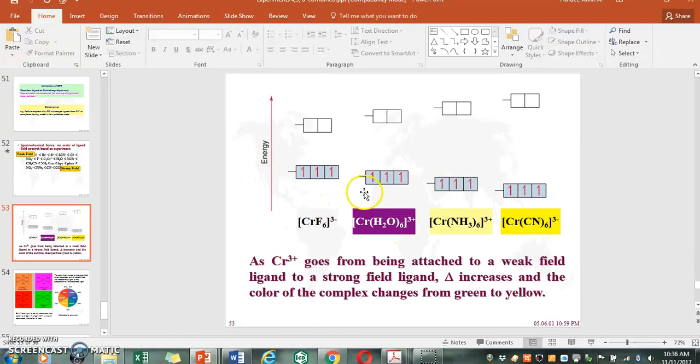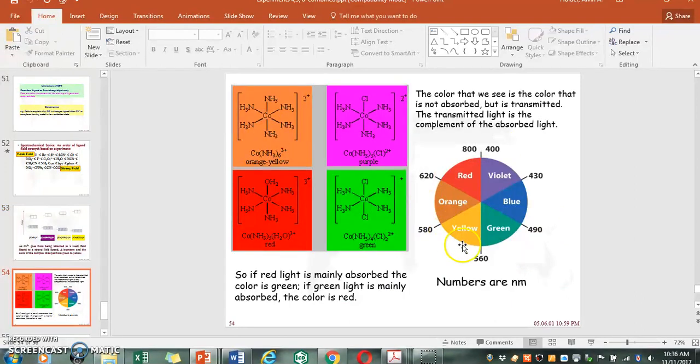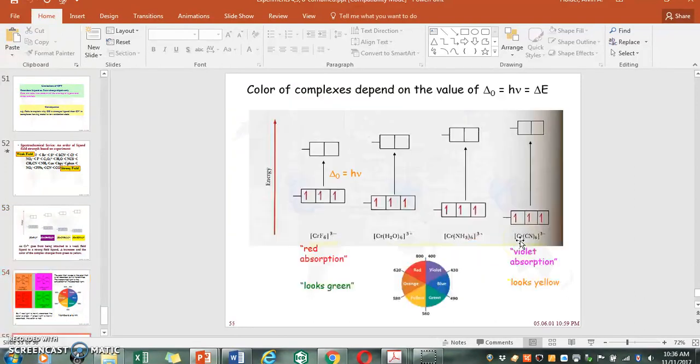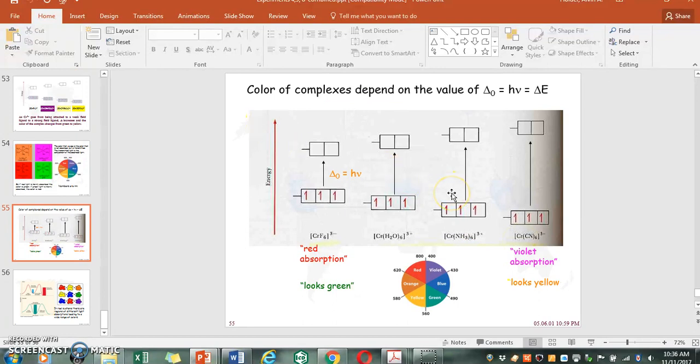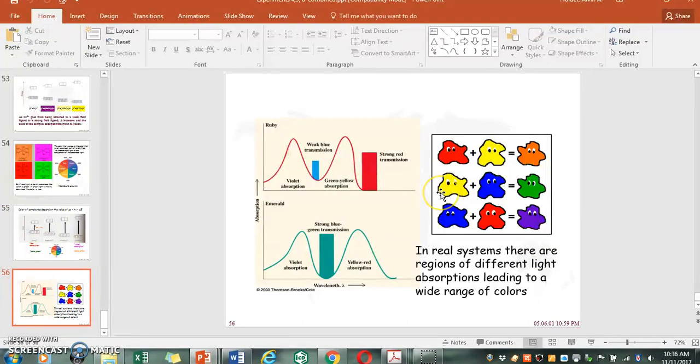And here, according to the slide, you can see that cyanide splits it much greater than fluoride. These are the colors absorbed, color emitted. Again, right here as well. And that's in that slide.